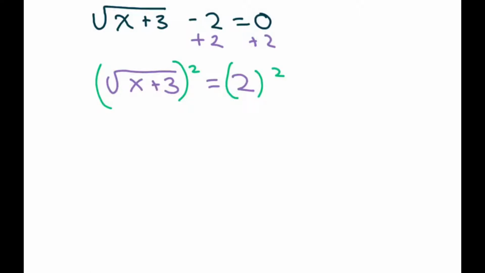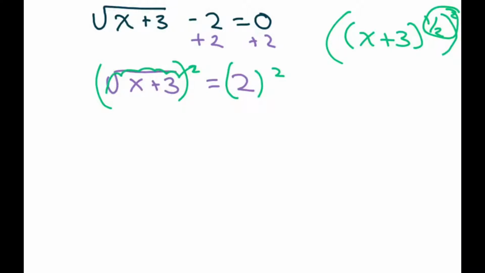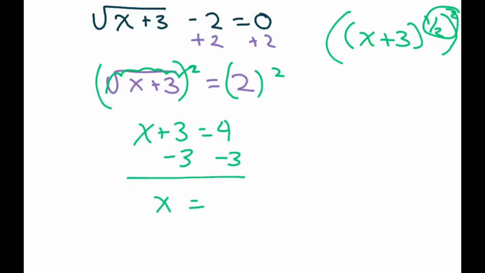So this square root of x plus 3 is the same as x plus 3 to the 1/2. So when you square it, that leaves 1. So this kind of goes away there. So you have x plus 3 equals 4. Now we're going to subtract 3 from both sides, and we get x equals 1.